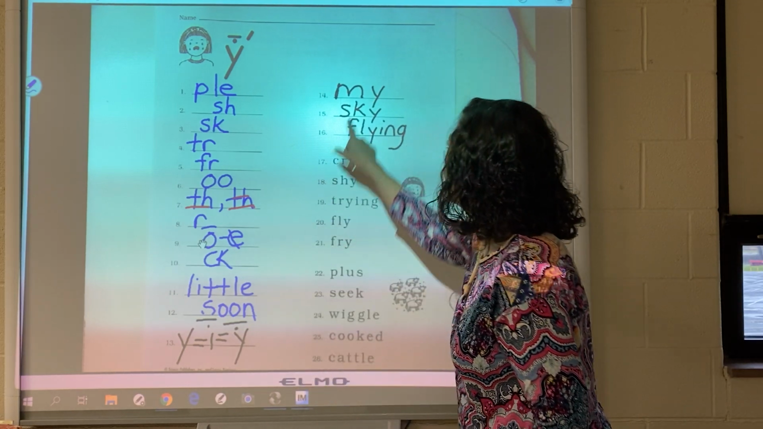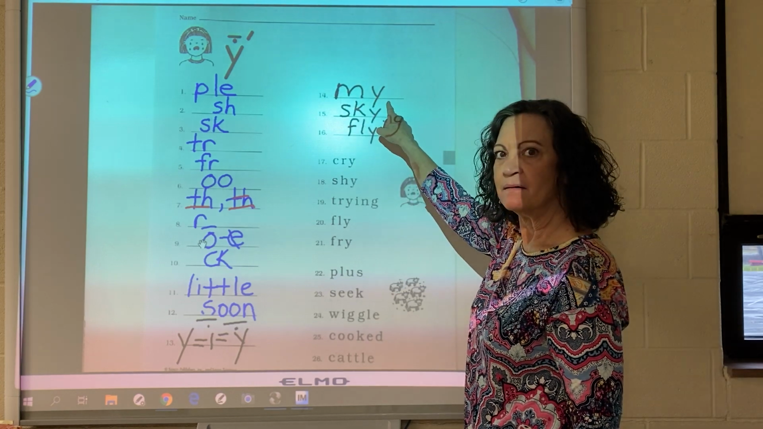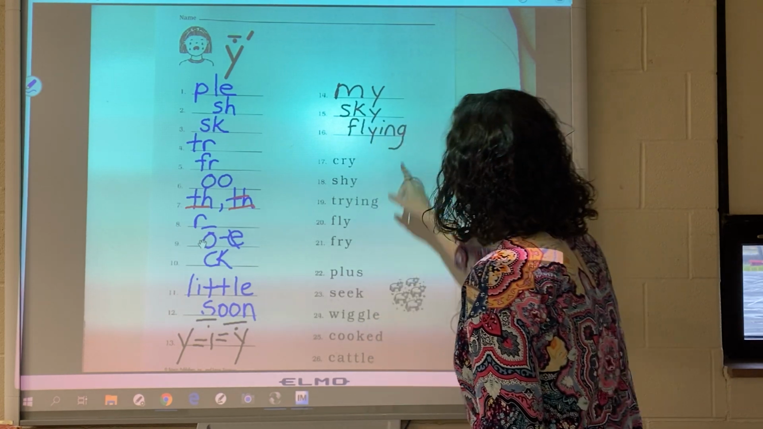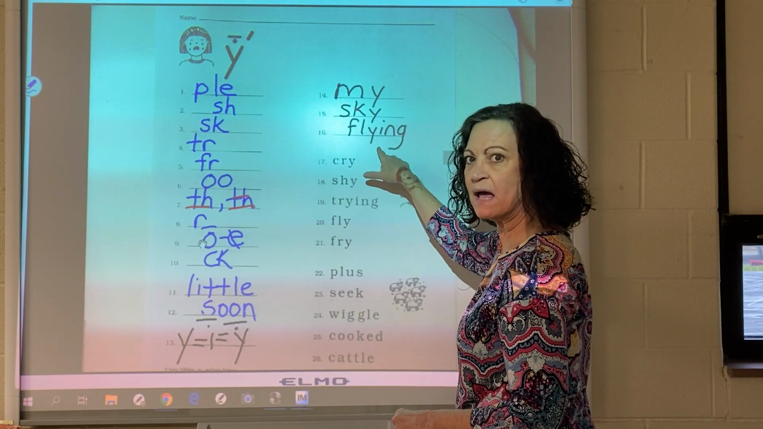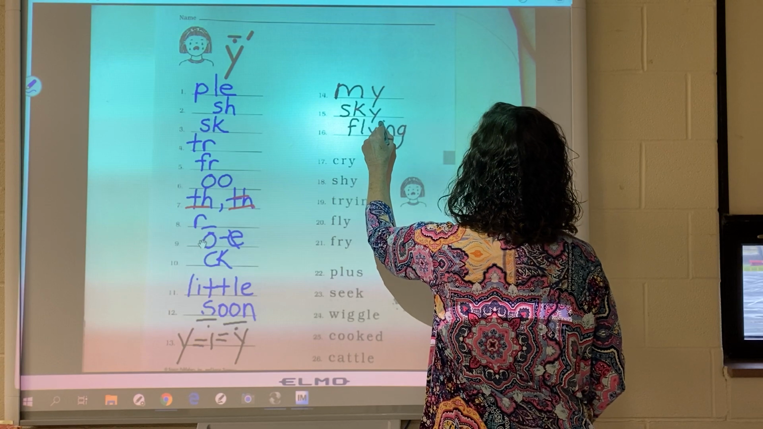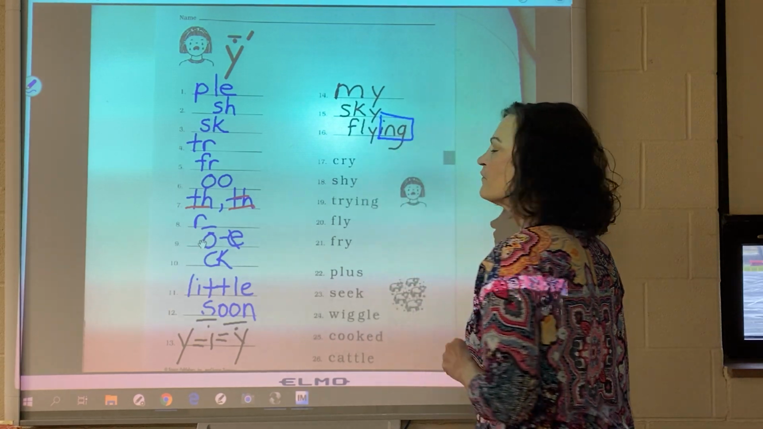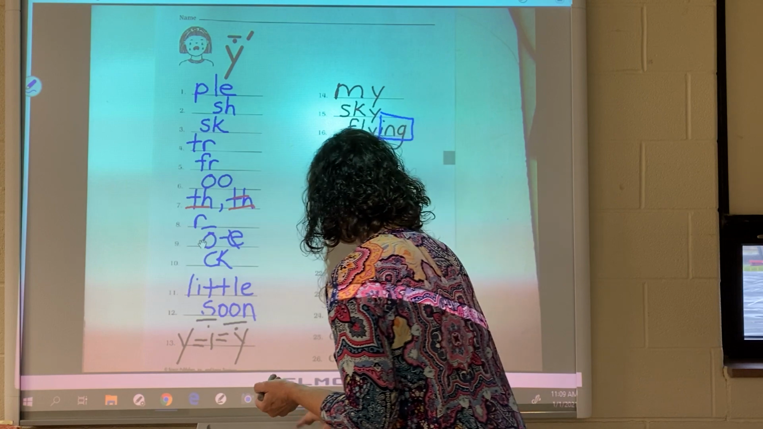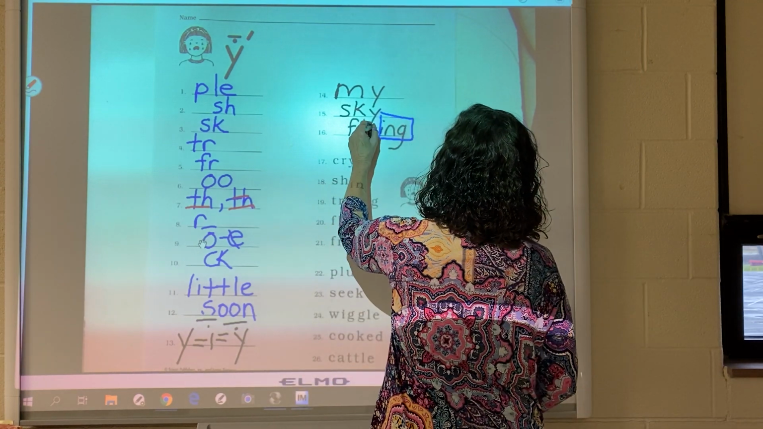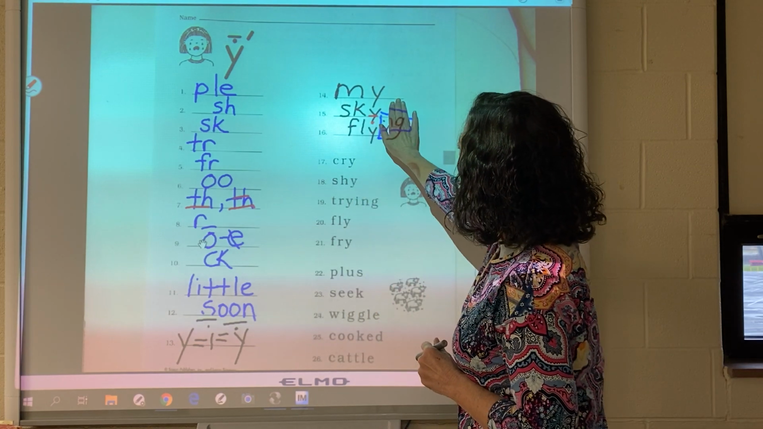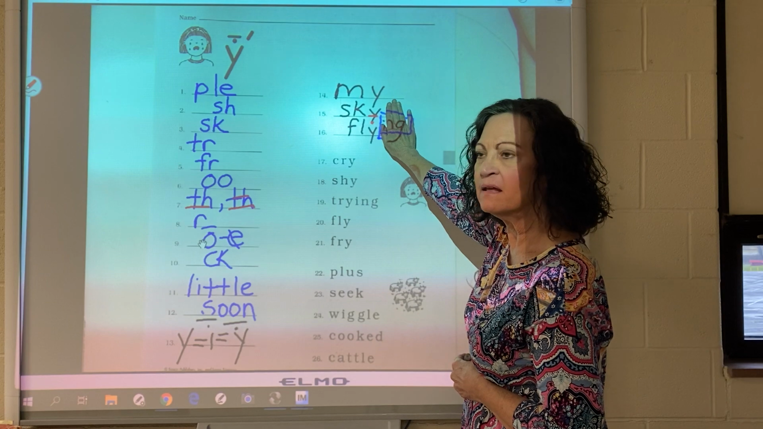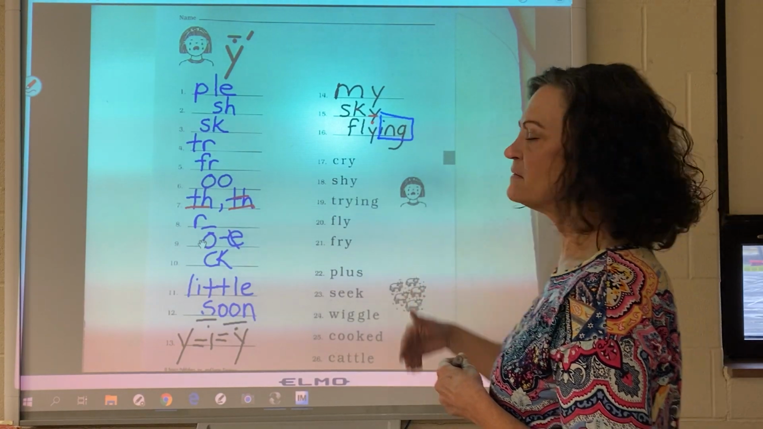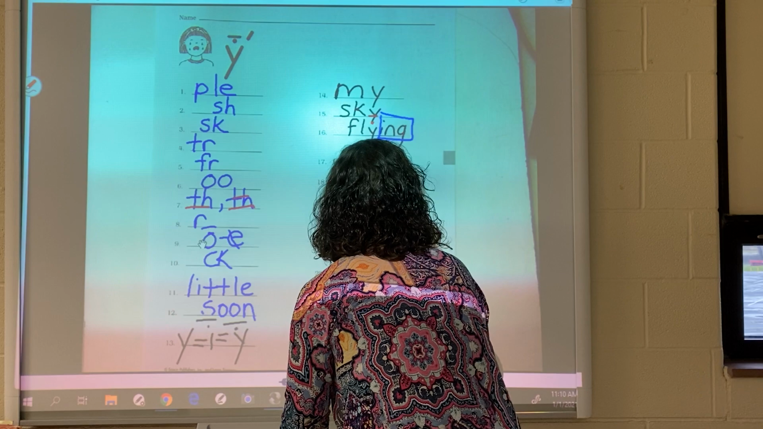Okay. Now this Y says I, my. This Y says I, sky. And I'm going to show you why this Y right here says I. Because remember, when a root word is followed by a suffix, the root word still continues to say the same thing that it started with. So we still code this Y like that. This word without the suffix is fly. And then if we add the suffix, it is flying. And that is why suffixes do not always change the root words. All right.